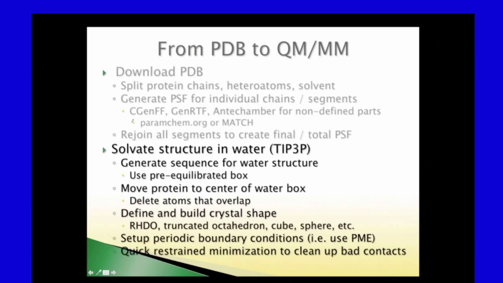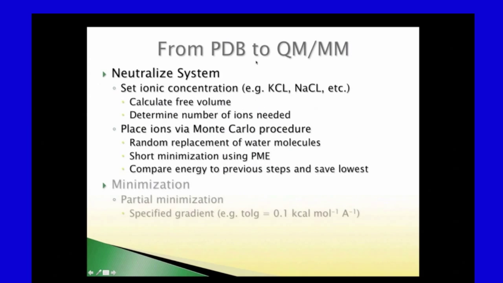Once you have these created, getting through this next stage is really rather straightforward. It's kind of follow the bouncing ball, right? But the idea is that you don't have a protein in gas states. You need to put your protein in some explicit water. TIP3P is a very common explicit water model, okay?